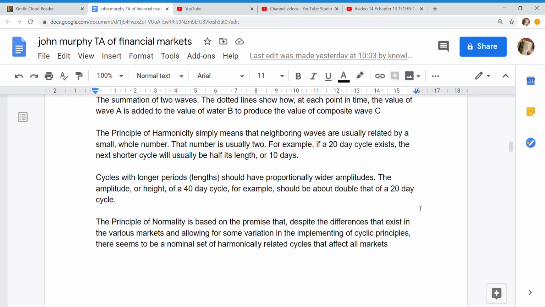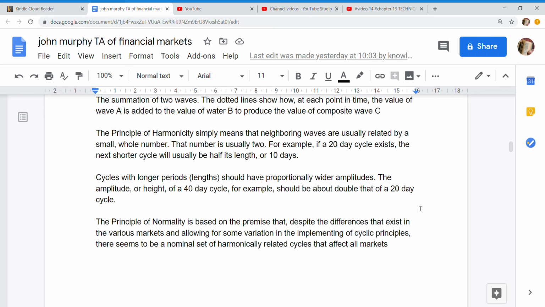For example, if a 20-day cycle exists, the next shorter cycle will usually be half its length, or 10 days. Cycles with longer periods, or lengths, should have proportionally wider amplitudes. The amplitude, or height, of a 40-day cycle, for example, should be about double that of a 20-day cycle.